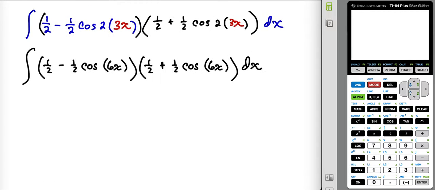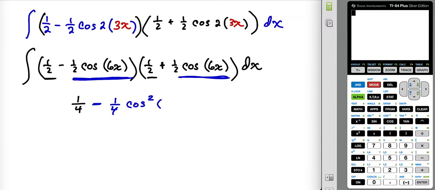So then, distributing, I get 1/4. The outers and inners will cancel out. So I'm multiplying the first and the last. The last is going to give me a negative 1/4 cosine squared 6x. We're still integrating. I haven't finished the job here yet. Now we could convert this over by factoring out a 1/4.